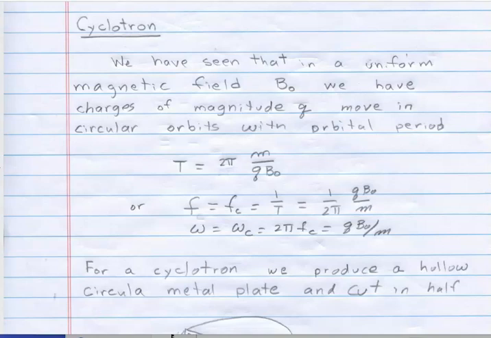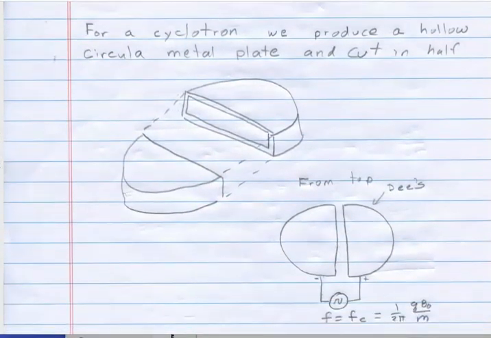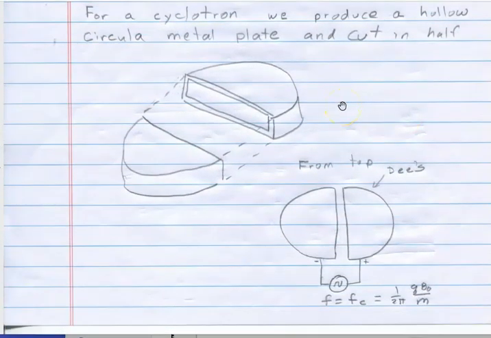The charges will move along circular orbits, and if you remember, there is a period for the circular orbit, which is T = 2πm/(qB0). All these are magnitudes, and T is in seconds. And then from that you can get the cyclotron frequency, which is this value here, or the cyclotron angular frequency.